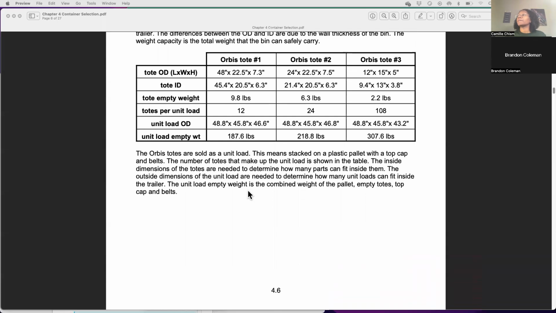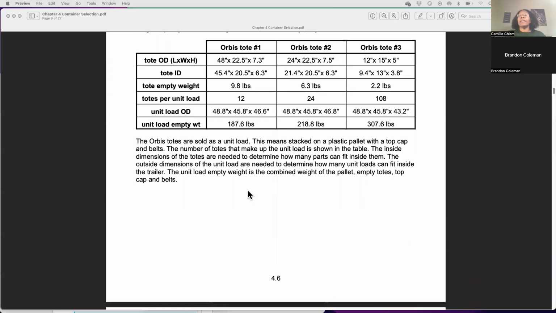Okay, so if you buy a pallet of handheld totes from Orbis, really from any of these, you've got Bradford, there are a bunch of other ones. They're going to sell you the whole pallet. They're not going to sell you one tote or one pallet. They're going to sell you the pallet with 12 bins, or a pallet with 24 bins, or a pallet with 108 bins.